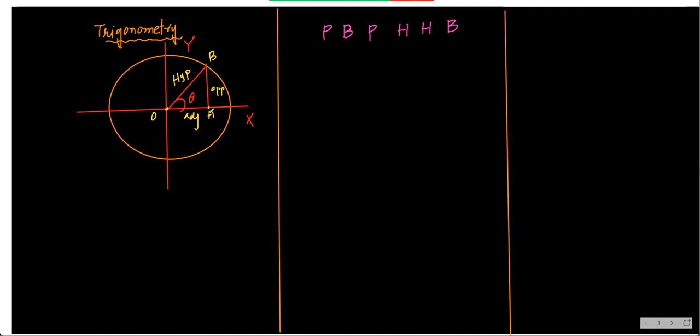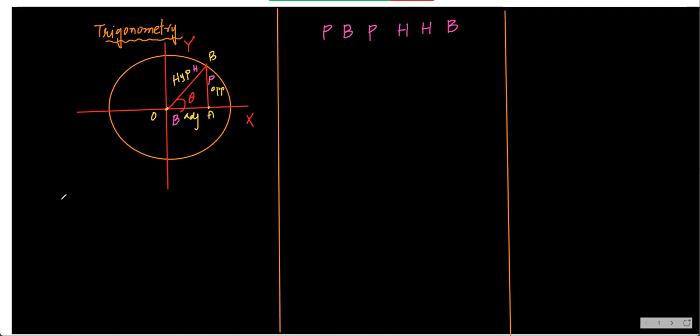We use adjacent, we can say this is the base. For opposite side, we can say that it is height, base, height, and this is not height, this is the perpendicular side. This is P and H. This is the short form we are giving: B, P, H.